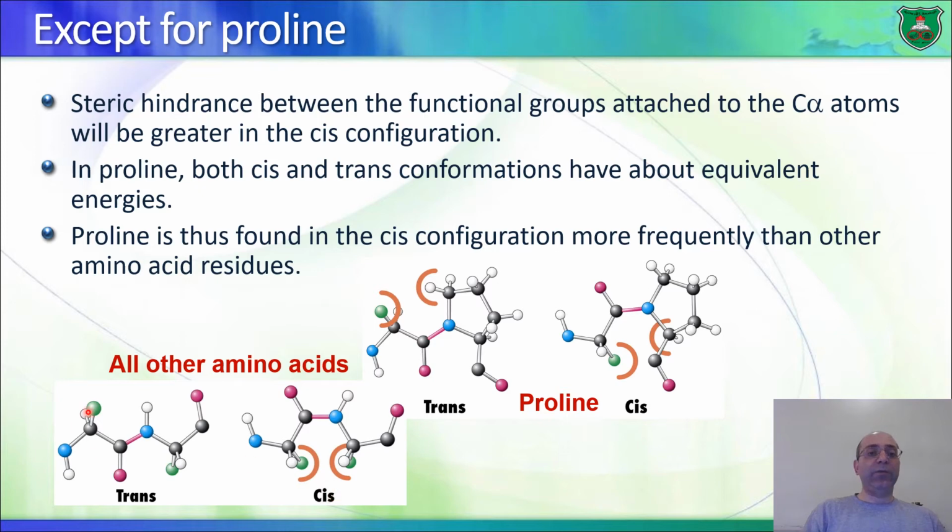That's why the amino acids prefer to be in the trans orientation. But for proline, there is repulsion either way. So there's really no preference for trans over cis. So that's another piece of information about proline.